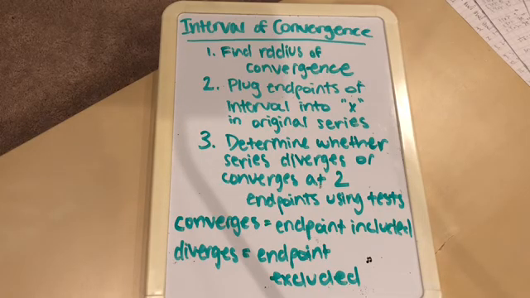And if the series converges at one of the endpoints, then the endpoint is included in the interval. But if it diverges at an endpoint, then the endpoint is excluded from the interval. So we're going to run through just a couple questions. This is relatively simple, and it'll be pretty easy to understand.